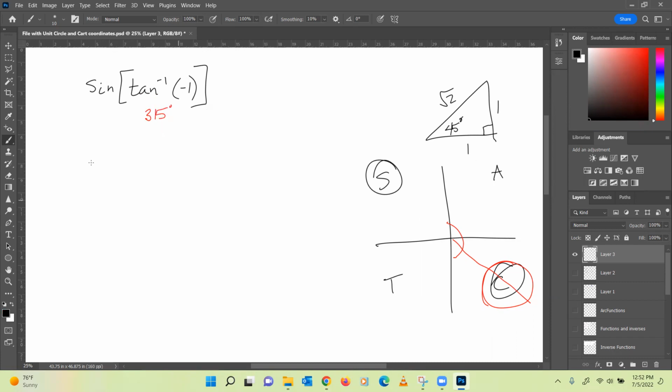And so now I need the sine of 315 degrees. And the sine of 315 degrees would be negative √2/2. That would be the sine of 315. The reference angle would be 45 degrees. We know that the sine of 45 degrees is √2/2. We're in the fourth quadrant, so it would be negative, and that would be our result.